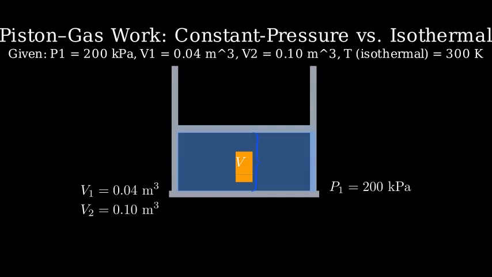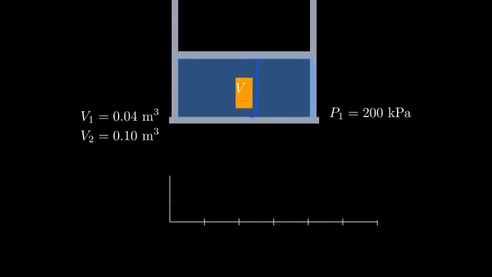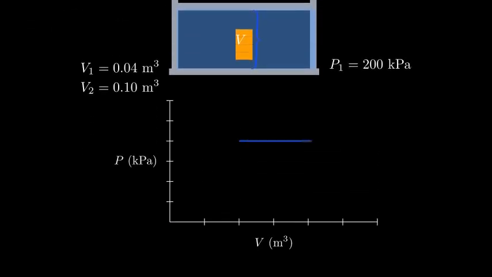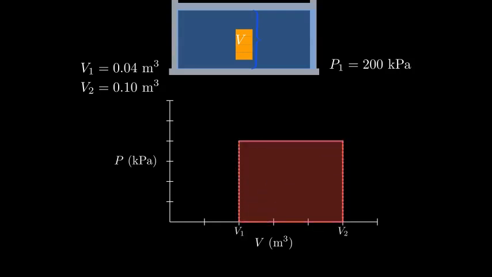The pressure stays at 200 kilopascals the whole time, so the piston lifts at a steady external pressure. We will raise the piston to represent the final volume 0.10 cubic meters. On a pressure-volume diagram, constant pressure is a horizontal line. The work done by the gas equals the area under the curve from V1 to V2.